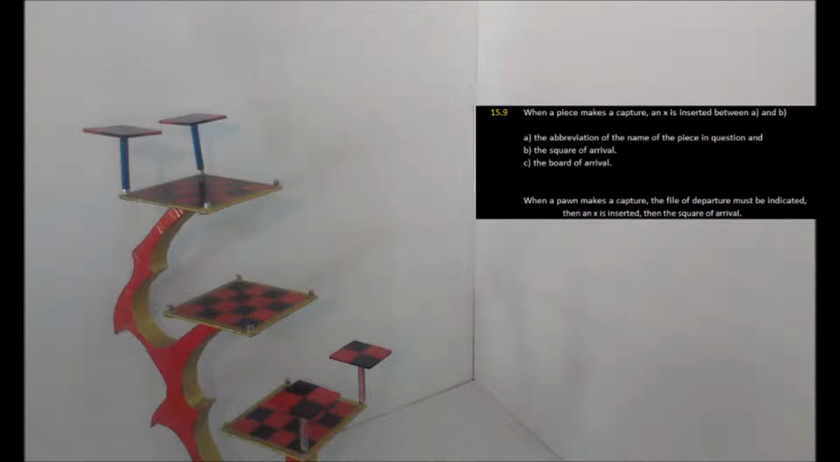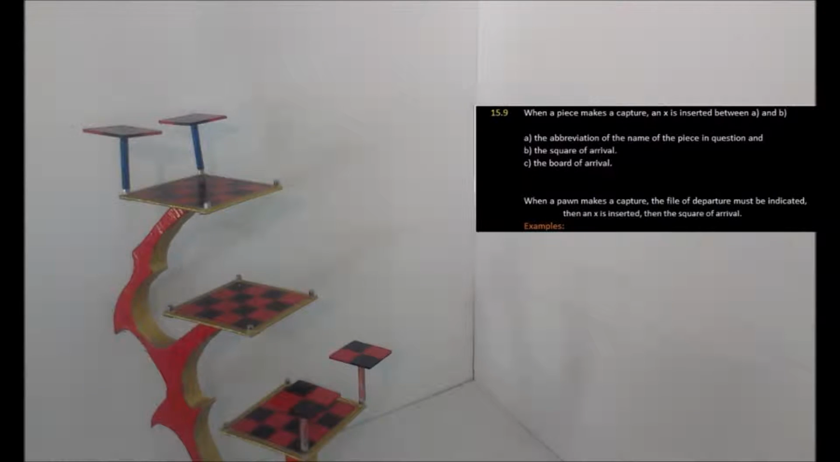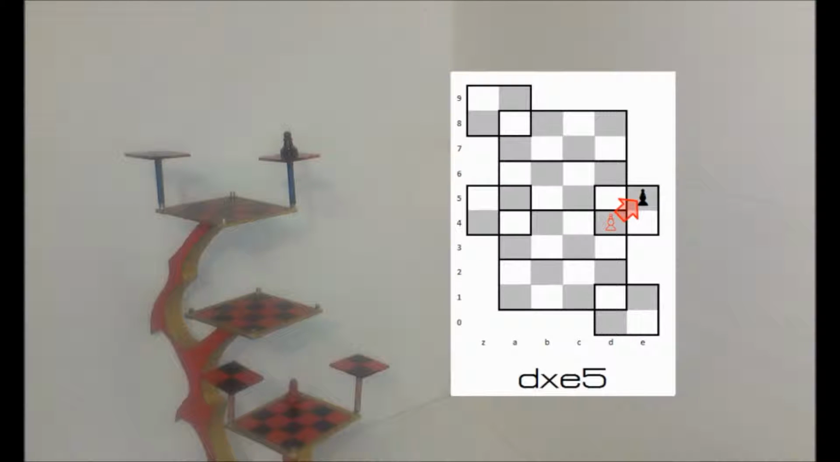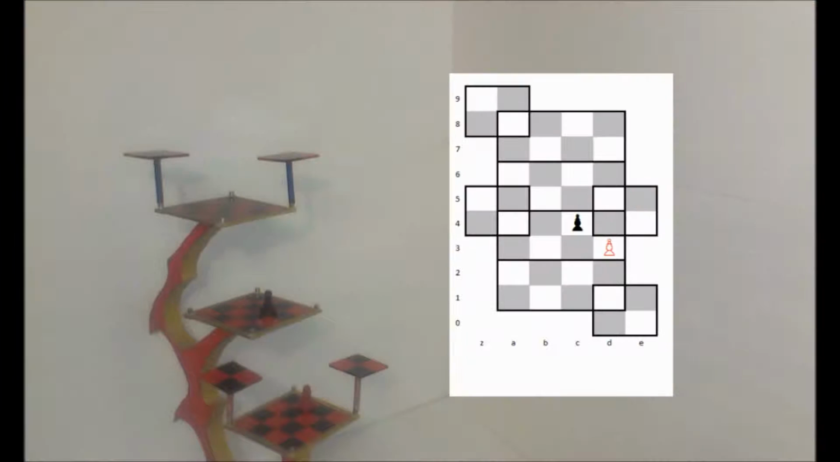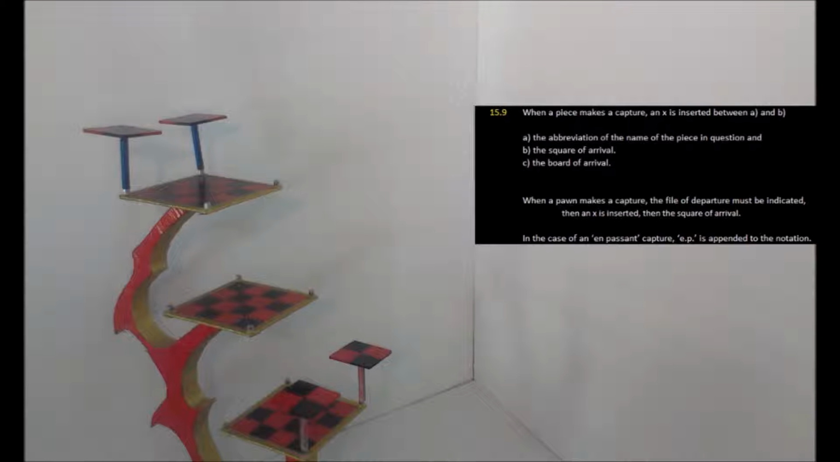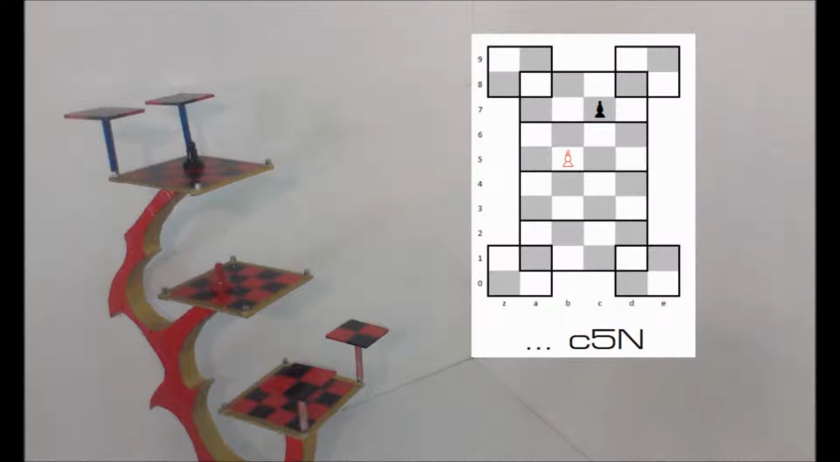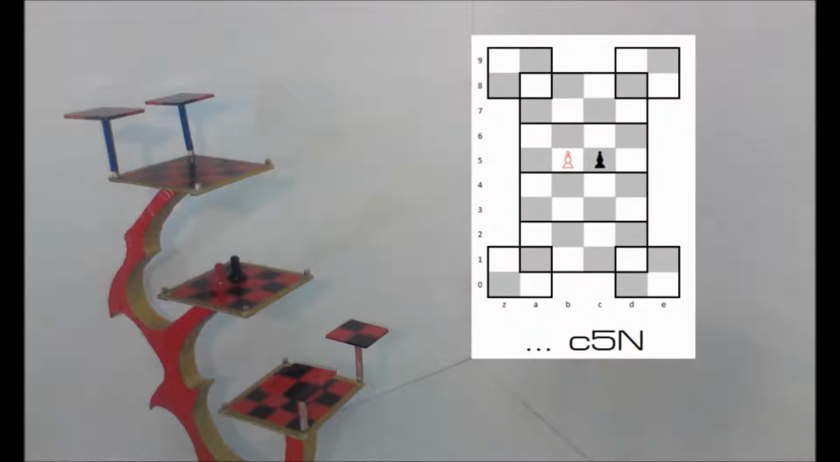When a pawn makes a capture, the file of departure must be indicated with the X inserted, then the square of arrival. Examples: D takes E5X. C takes D3 white. A takes B5 black. In the case of an en passant capture, EP is appended to the notation. Example: B takes C6 black, EP.